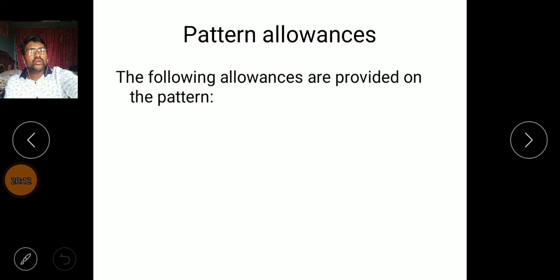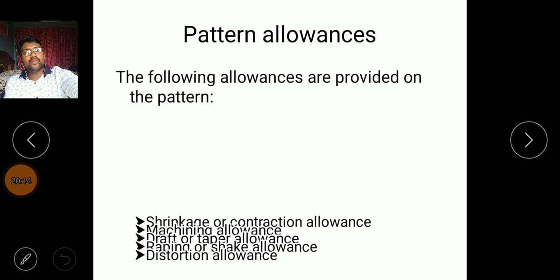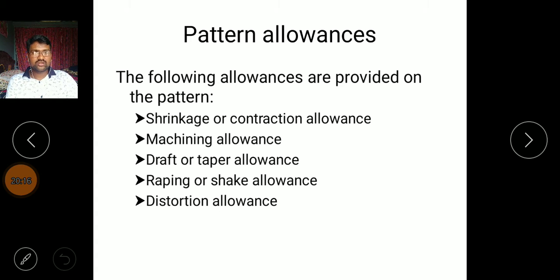Here the following allowances are provided on the pattern. There are different types of allowances used in the casting process. We will discuss them one by one. The first ones are shrinkage or contraction allowance, machine allowance, draft or taper allowance, warping or shake allowance, and distortion allowance.